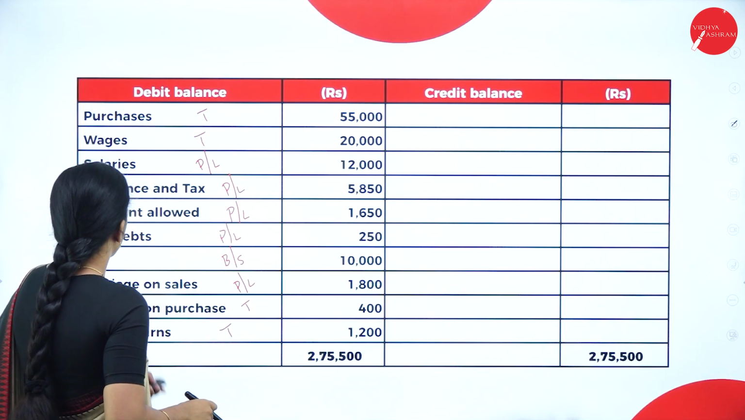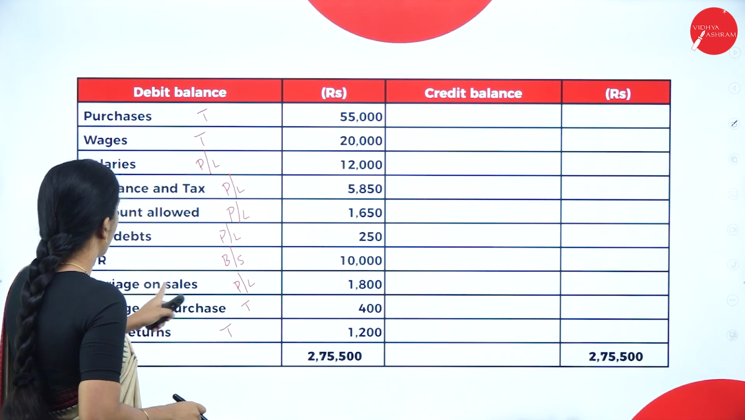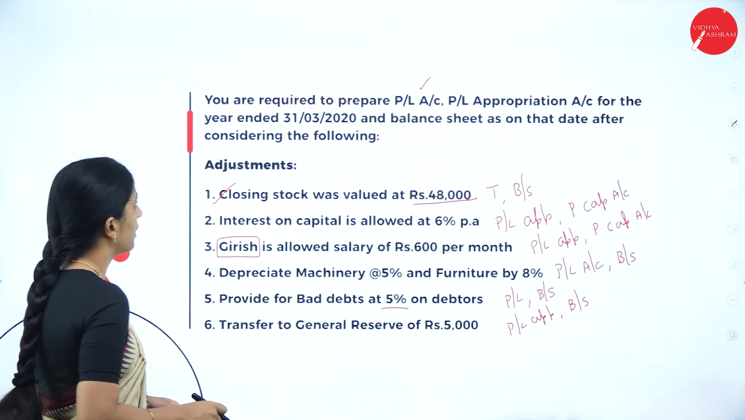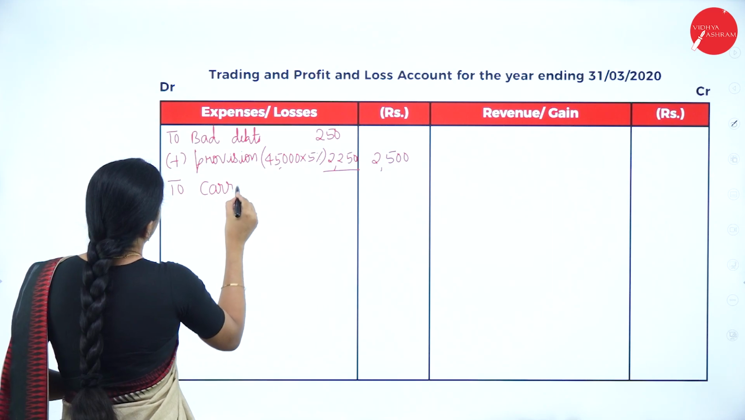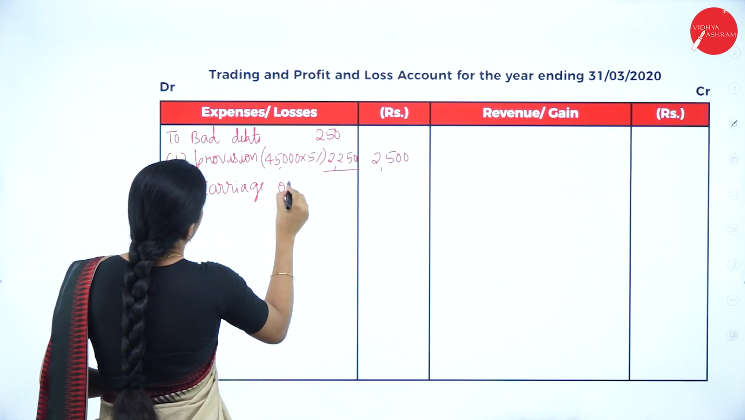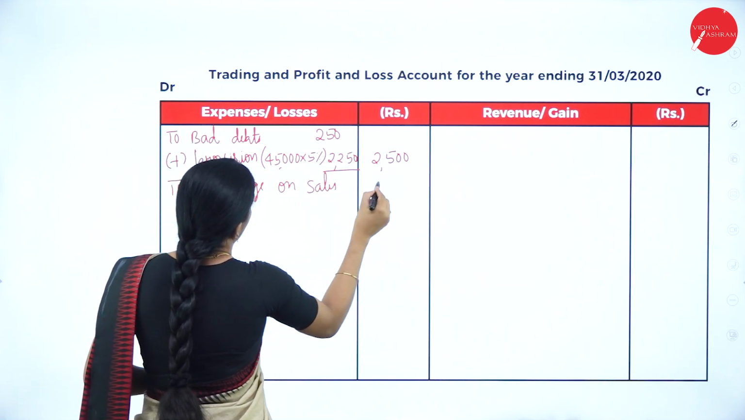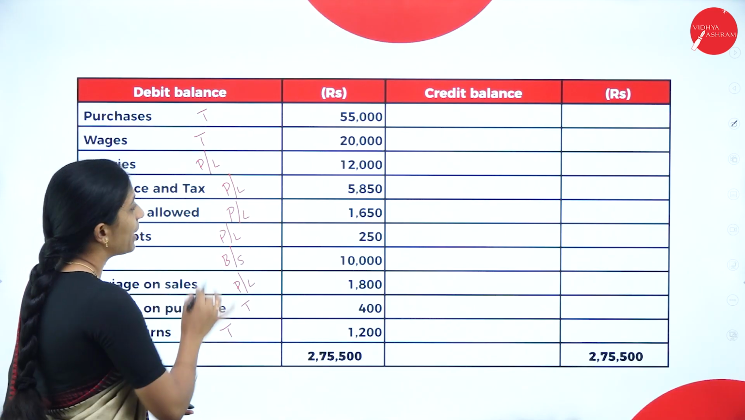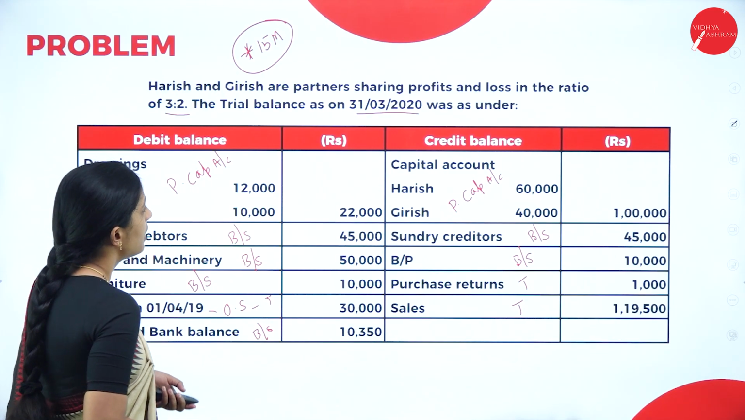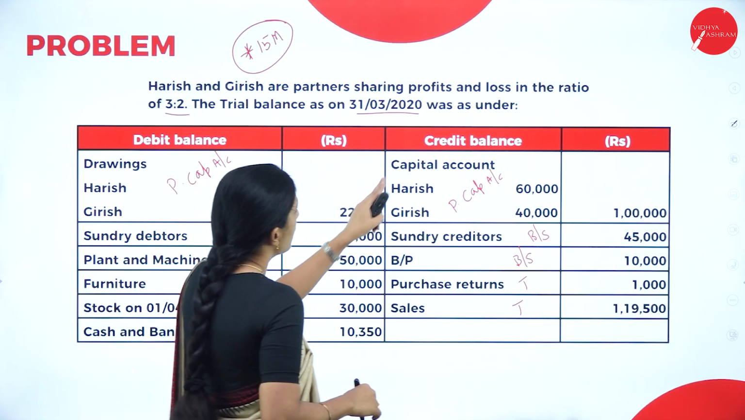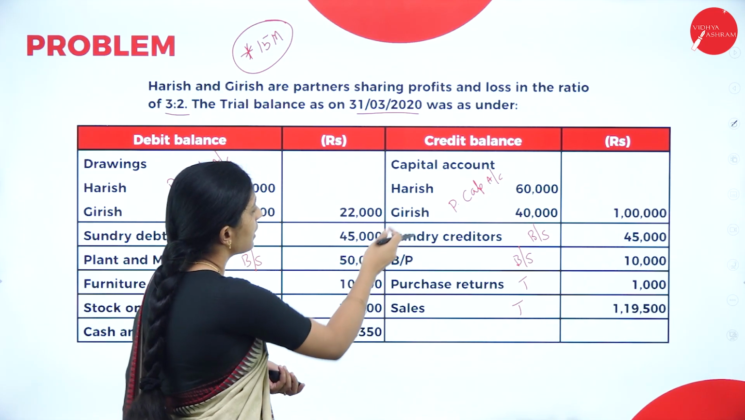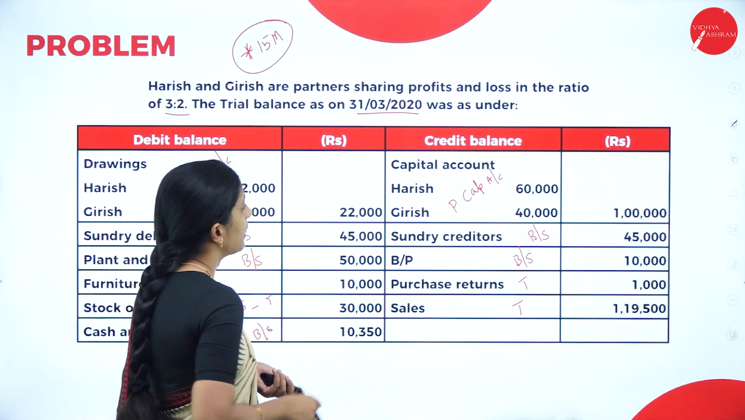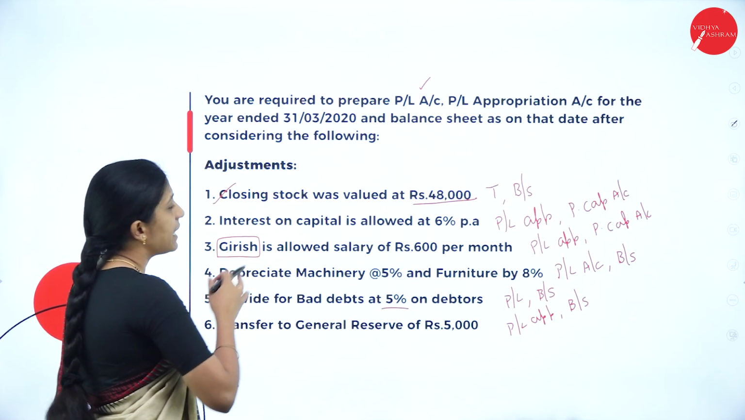Now coming to the next one, after bad debts, so we have carriage on sales 1,800. So we are done with the debit balances. Now come to the credit balance. So which are the items to be recorded under P&L account? Here we don't have anything under P&L account. Now we shall see the adjustments.